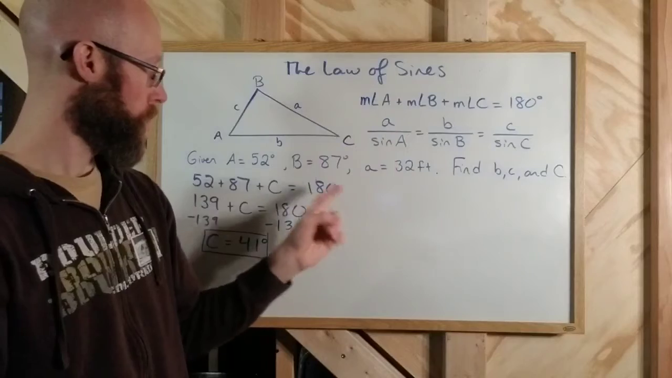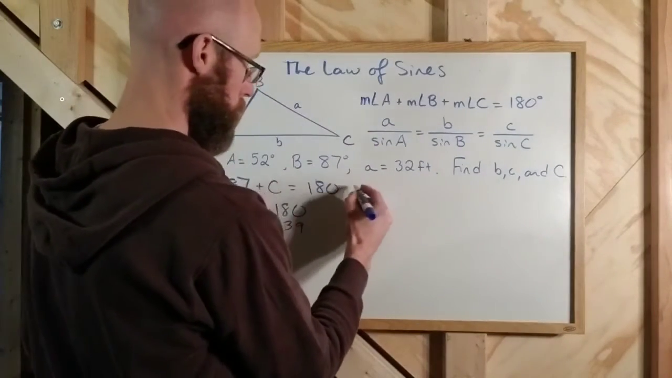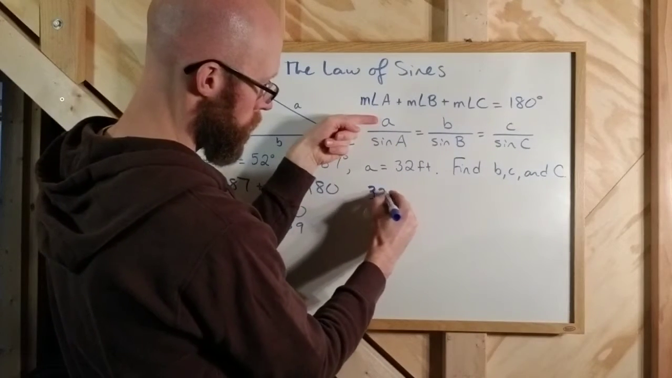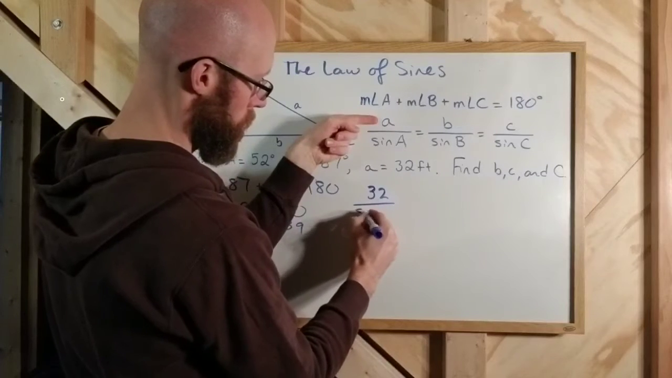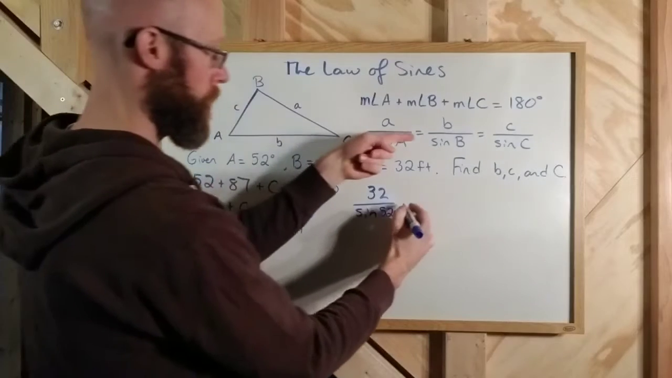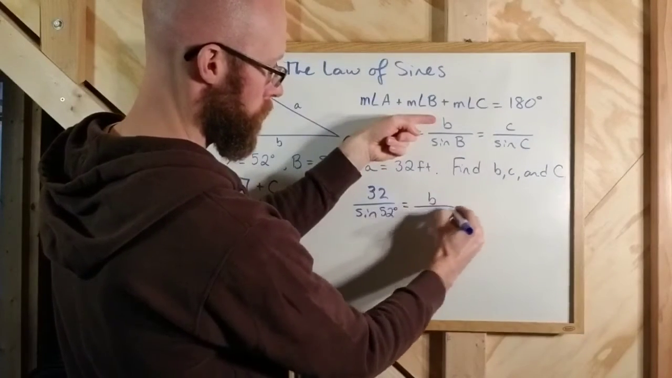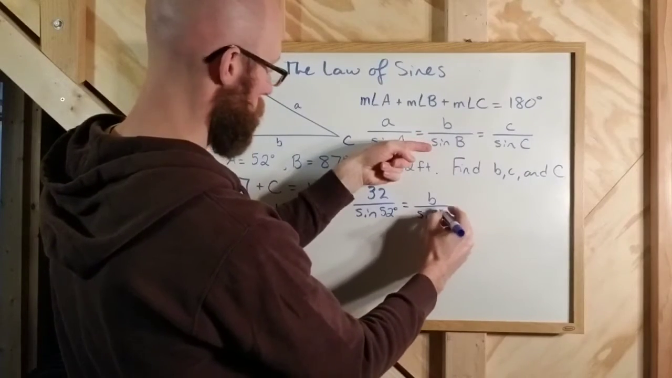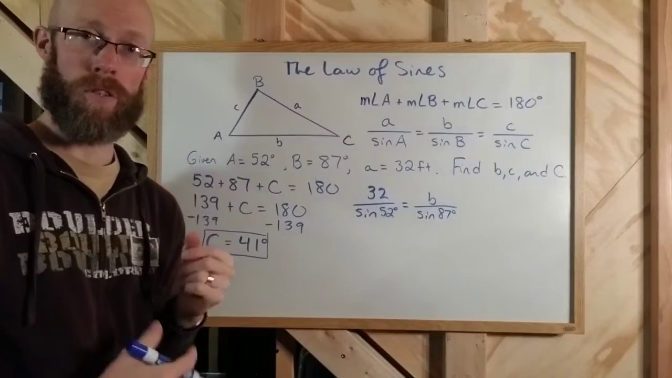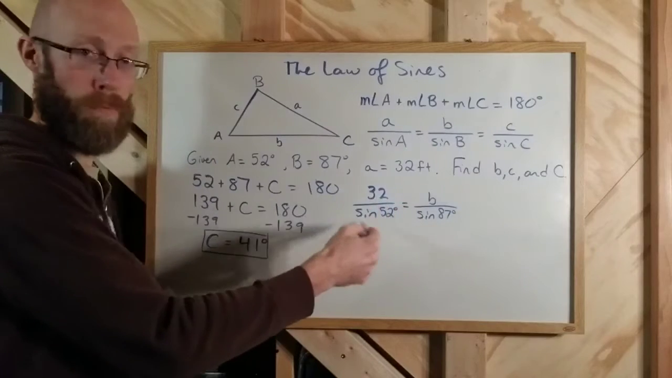So let's do, because big B is given, let's do b over B. So I'm going to take 32 over the sine of 52 degrees equals b, we don't know, over sine of 87, right? Big B is 87. So I just fill in the numbers I know. Then this is a proportion.